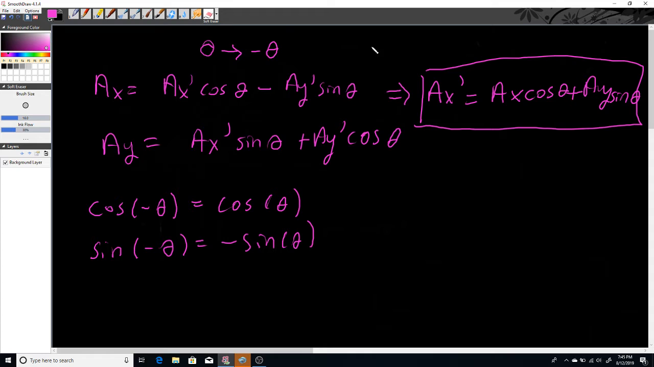Sometimes I have a tendency to draw my y's so oddly, I don't know why I do that.